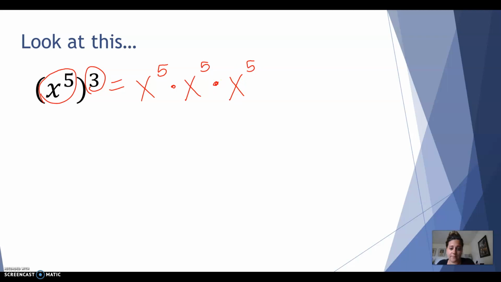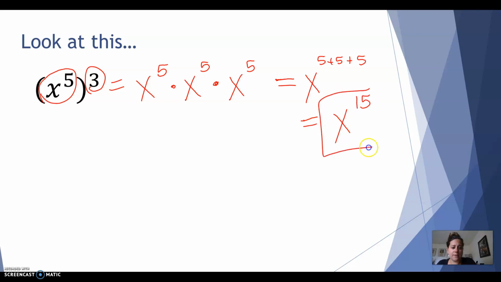You have 3 of these, right? Now, if you remember the property from the previous day, you should be adding all these exponents because the base of x is the same. So if you were to add 5 plus 5 plus 5, you would get x to the 15th. So this is your answer to this problem.